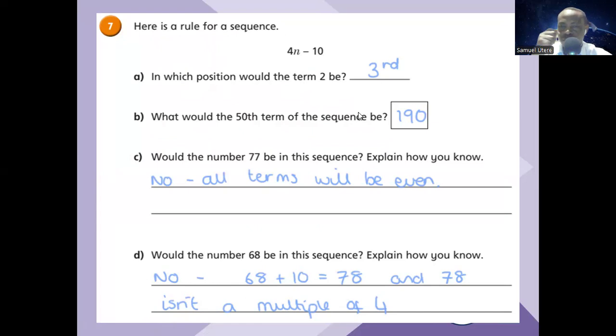Okay, what would the 50th term of the sequence be? You just do your substitution. So 4 times 50 is 200. 200 minus 10 will be 190.